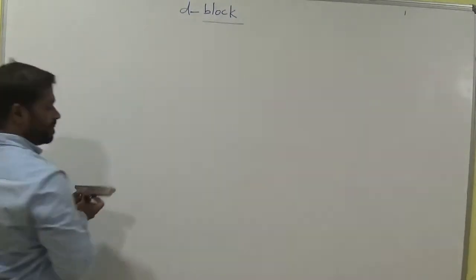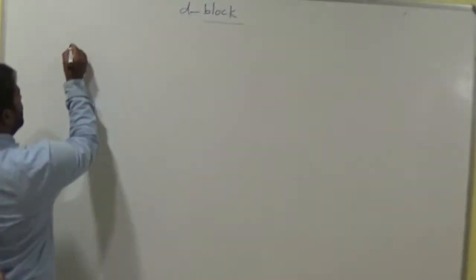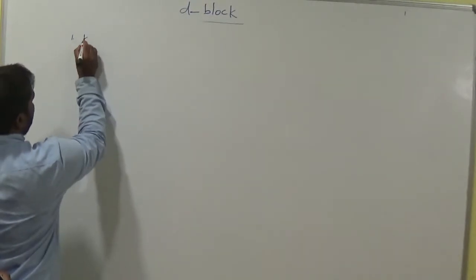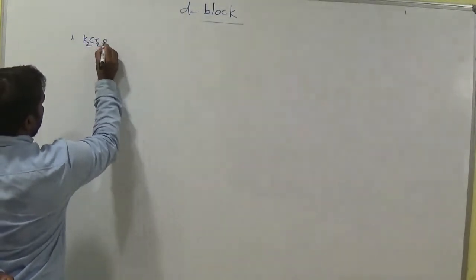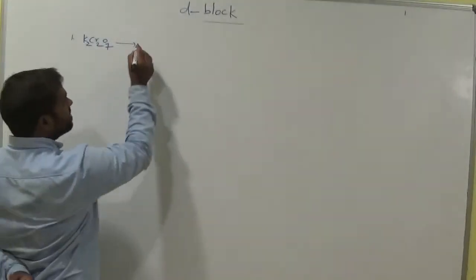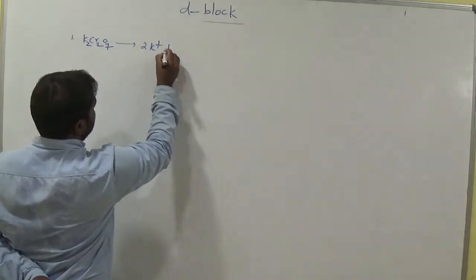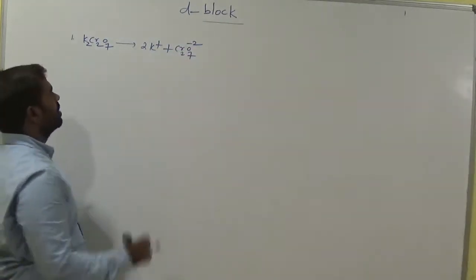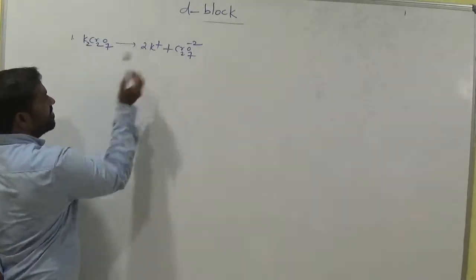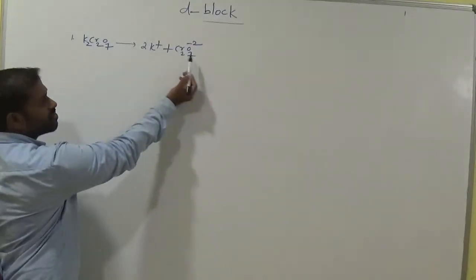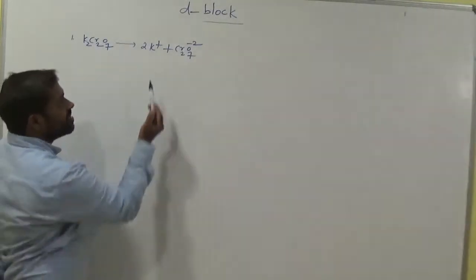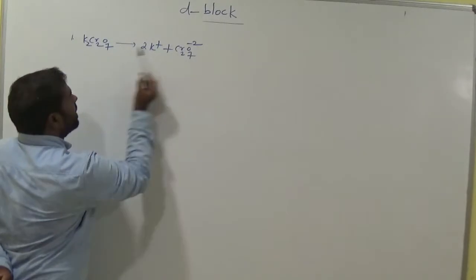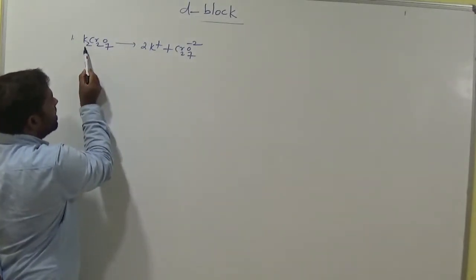And let's see K2Cr2O7. What are the ions present here? 2K plus and Cr2O7 minus 2. Simple. Here 2K, potassium is always plus 1. The remaining one is Cr2O7. Here it is 2 positive, so keep 2 minus. Cr2O7 minus 2.